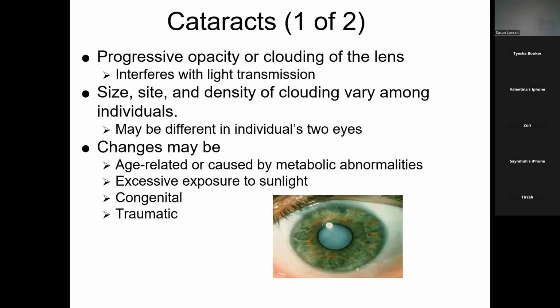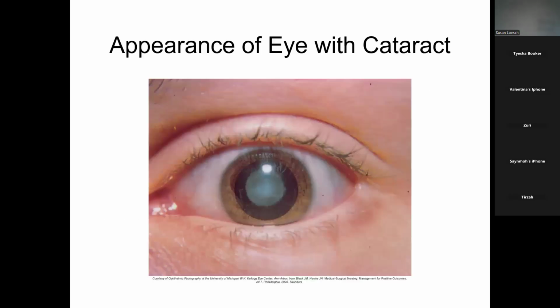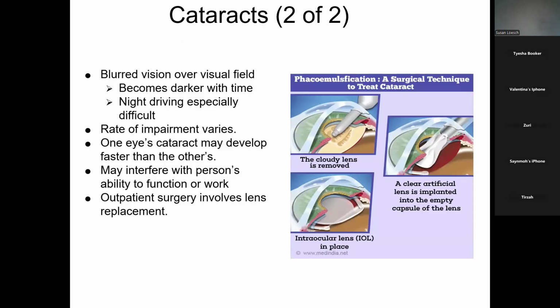So again, the lens is becoming cloudy. It interferes with the light transmission. The size, the density of the opacity can vary among people. Usually we don't fix this until it starts to bother them. Everyday living, they start to complain, and then the doctor's going to fix it. They'll have blurred vision that progresses over the visual field. It'll become darker with time.